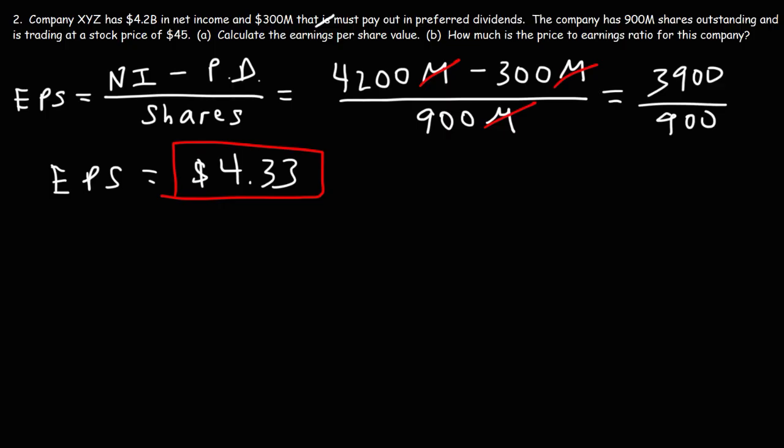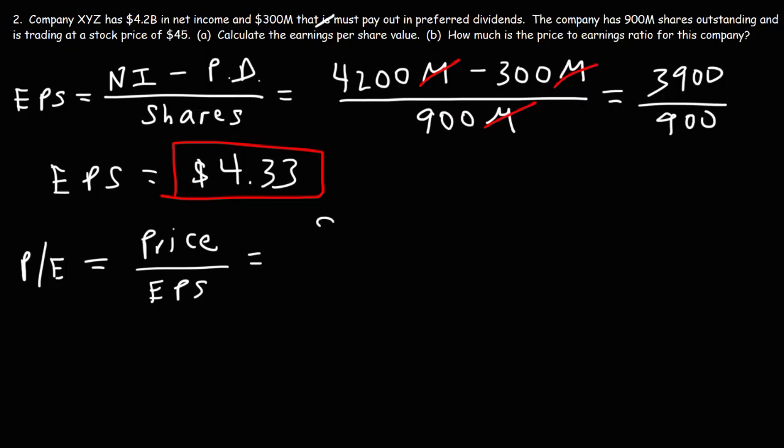How much is the price to earnings ratio for this company? So let's calculate the PE ratio. Keep in mind, we have two formulas. We can take the market cap and divide it by the earnings, or we can take the price and divide it by the EPS. Now we know the price of the stock and we know the EPS value, so this is going to be the best way to get the answer.